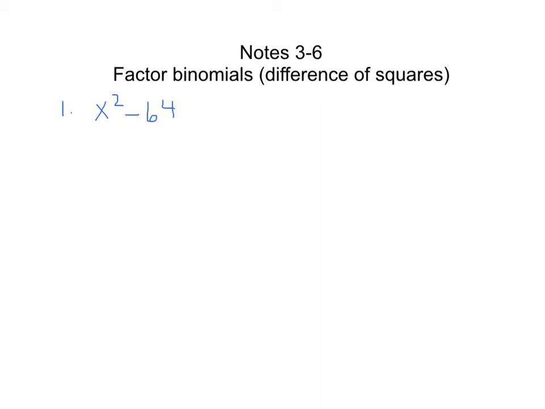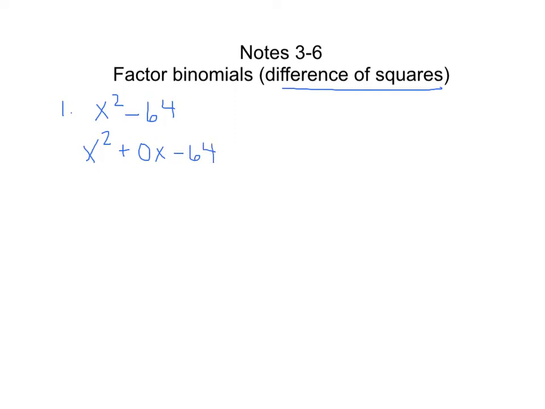This is notes 3-6, which is factor binomials. We also call this the difference of squares, and you'll see why in just a minute. So we're going to rewrite this polynomial because it is missing the x term. I'm going to rewrite it to be x squared plus 0x minus 64.